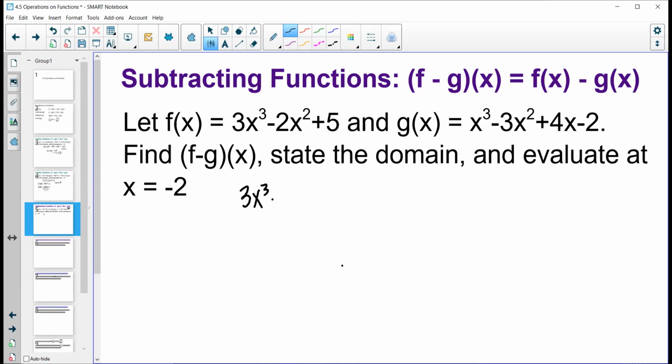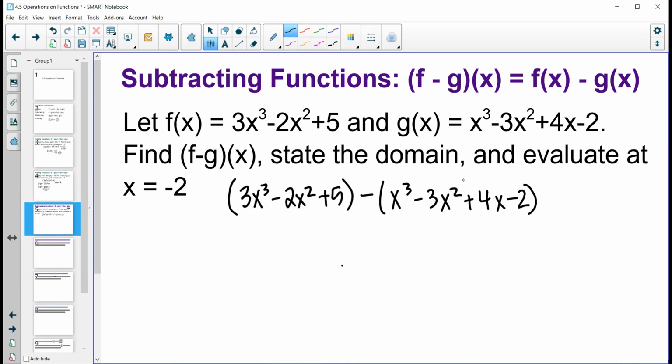So that's 3x to the third minus 2x squared plus 5x, that polynomial, minus x to the third minus 3x squared plus 4x minus 2. Now, because we're subtracting this whole thing, we need to change the signs and turn it into an addition problem. So this is 3x to the third minus 2x squared plus 5x minus x to the third plus 3x squared minus 4x plus 2. Notice how all the signs changed on this one.